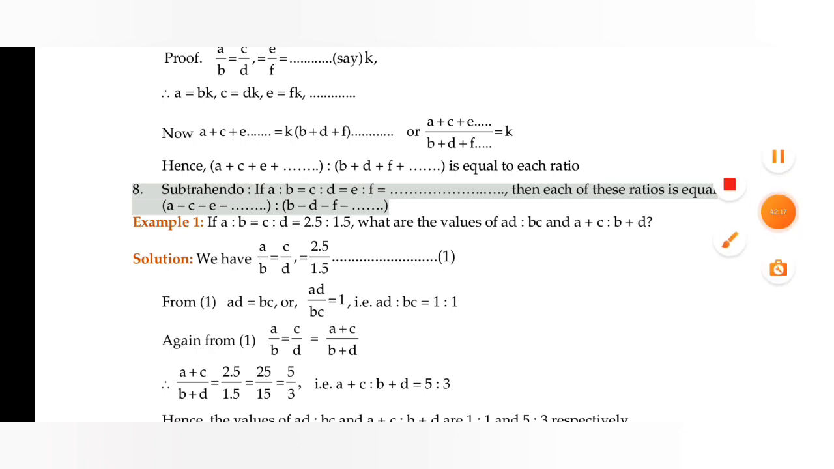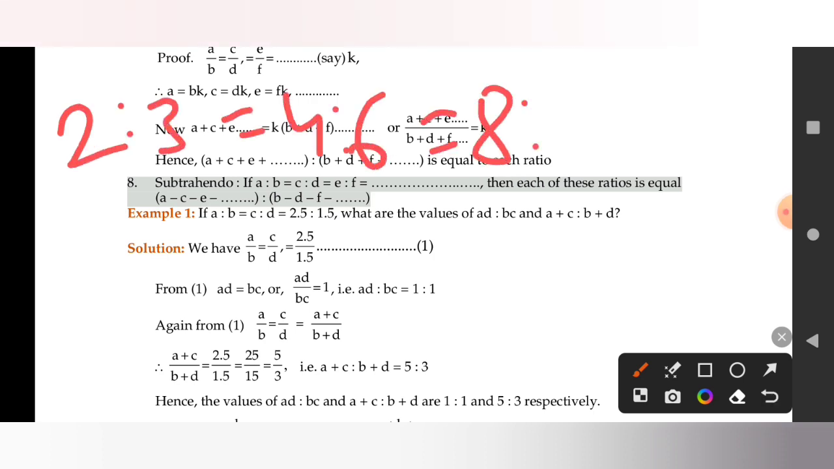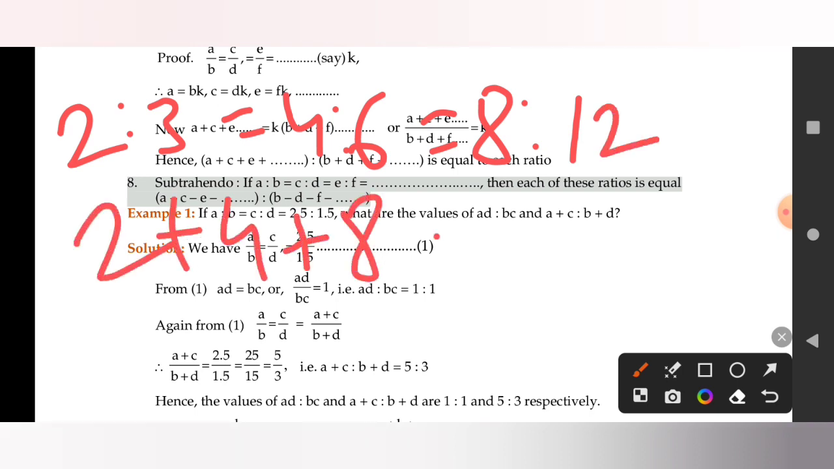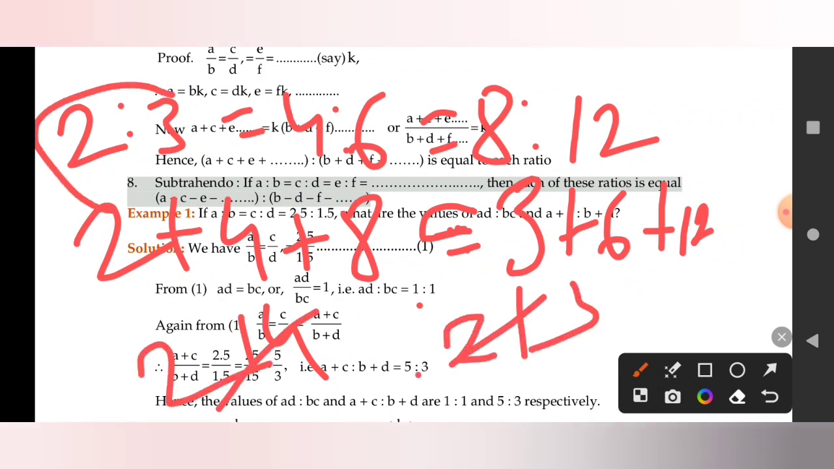Okay, so let's see an example for addendo. 2 is to 3 equals 4 is to 6 equals 8 is to 12. So 2 plus 4 plus 8 is to 3 plus 6 plus 12. So both sides, 14 is to 21, which is 2/3, the original ratio.